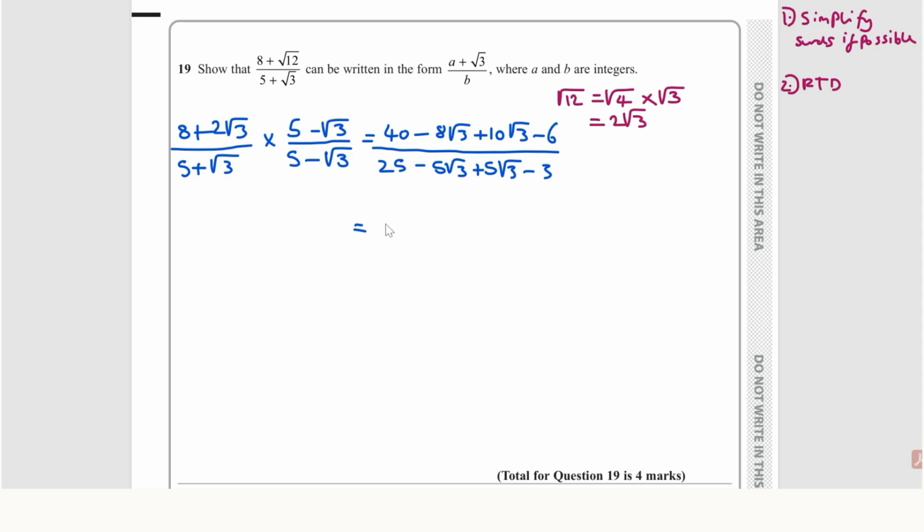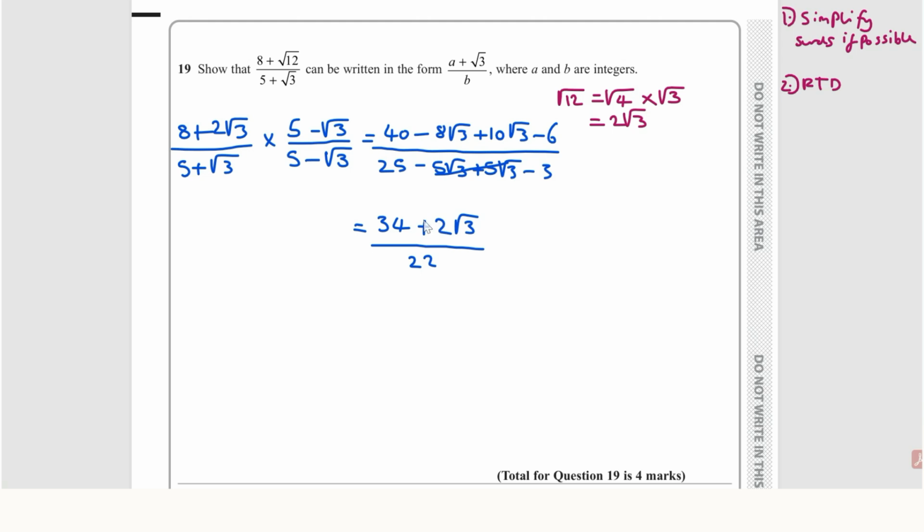40 minus 6 is 34, minus 8 root 3 plus 10 root 3 gives us positive 2 root 3. Minus 5 root 3 plus 5 root 3 is 0, so that cancels out. So we're left with just 25 minus 3, which is 22.